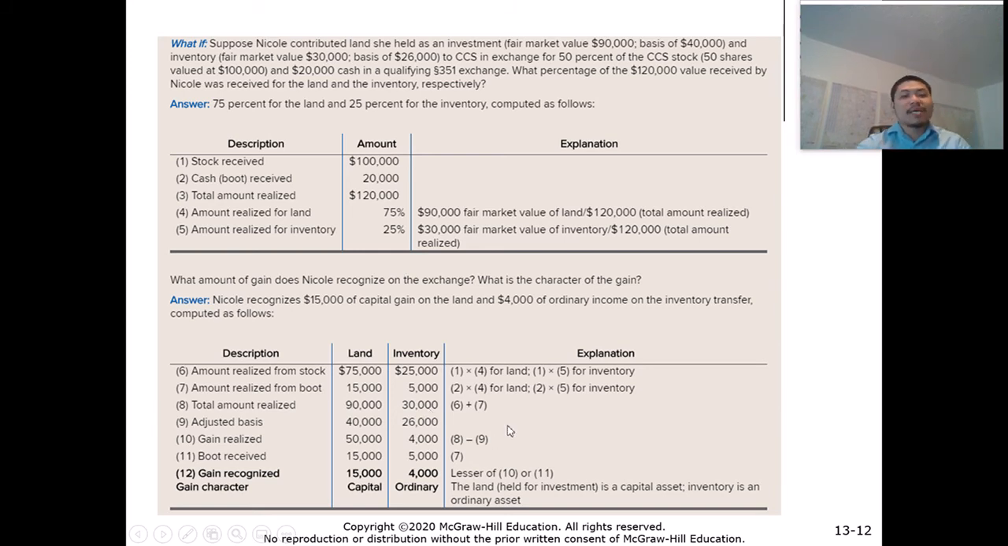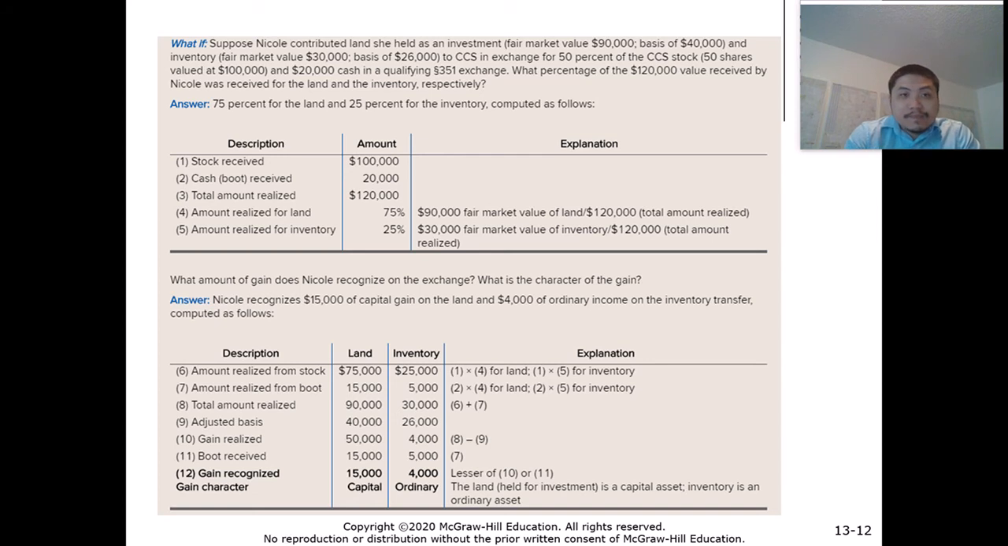So the total amount realized for the inventory is going to be $30,000, and we know the inventory has an adjusted basis of $26,000. So the gain realized is going to be $4,000, and the boot received is $5,000, right? In this case, the gain realized is smaller than the boot received. So that means we have to recognize the total amount of gain realized on this inventory.